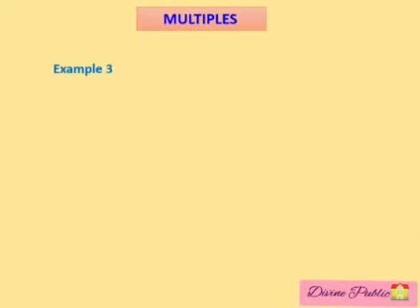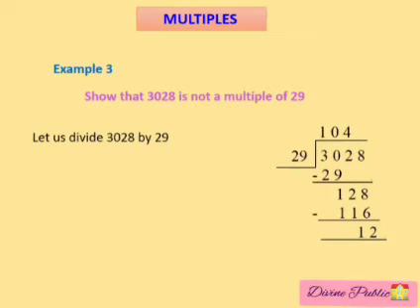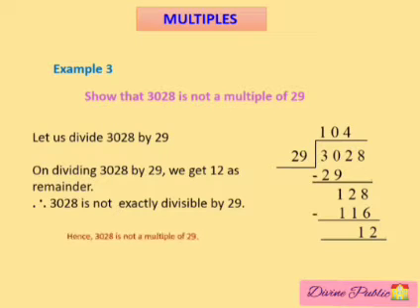Example 3. Show that 3028 is not a multiple of 29. Again, we have to divide 3028 by 29. In this division, on dividing 3028 by 29, we get 12 as the remainder. Therefore, 3028 is not exactly divisible by 29. Hence, 3028 is not a multiple of 29.